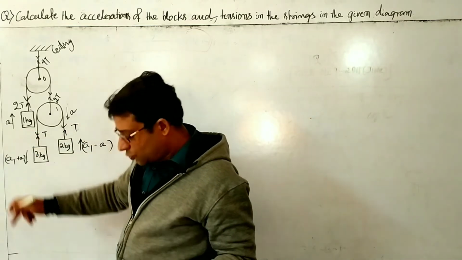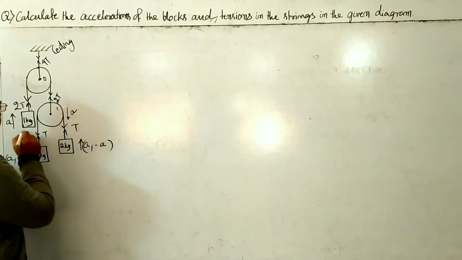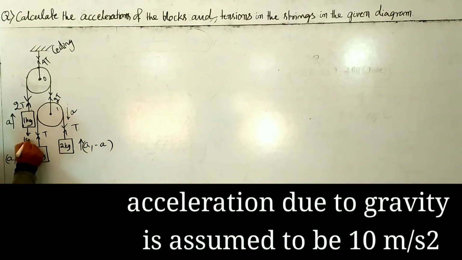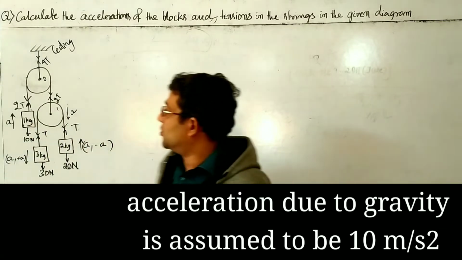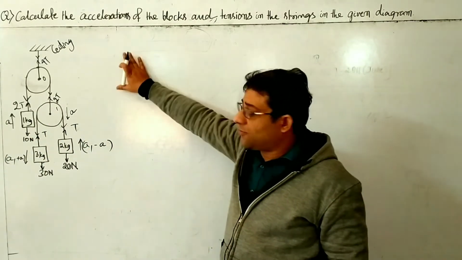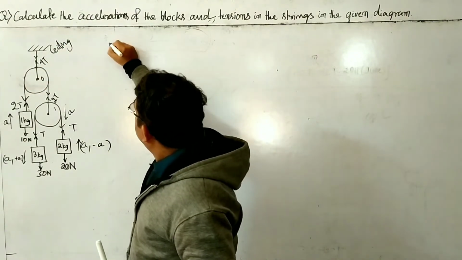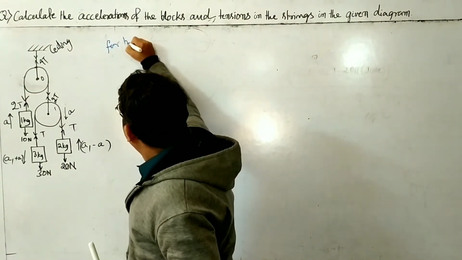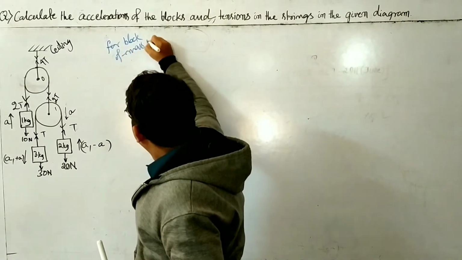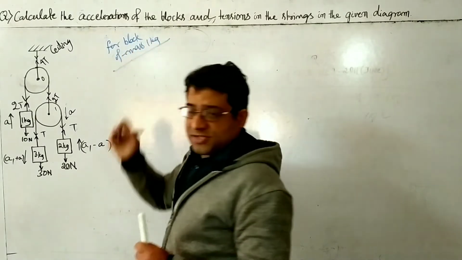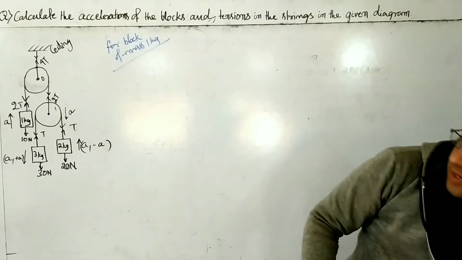So downwards what forces are there? mg. So 10 Newton force is downwards. This is 3g, 30 Newton force is downwards, and this is 2g, 20 Newton force is downwards. Fine. So let us write the equation. So I am writing for the block of mass 1 kg. For this we are writing the equations, okay?